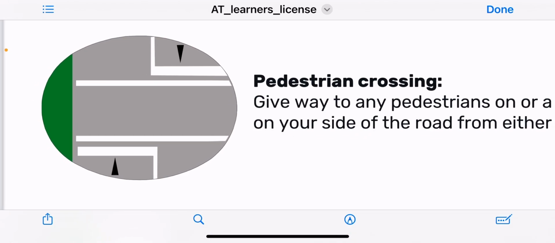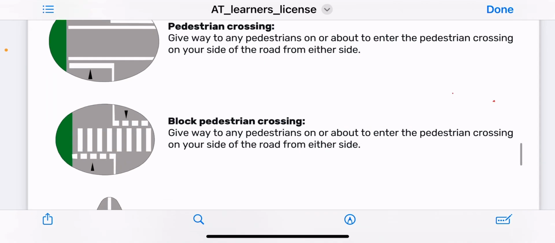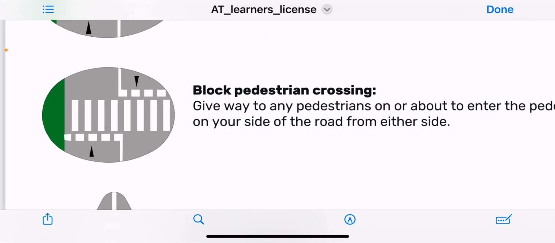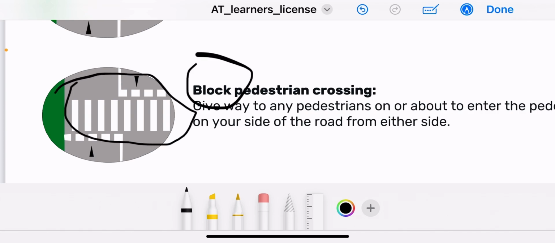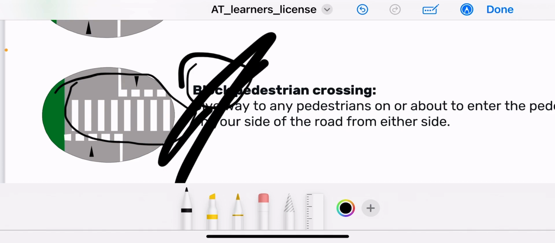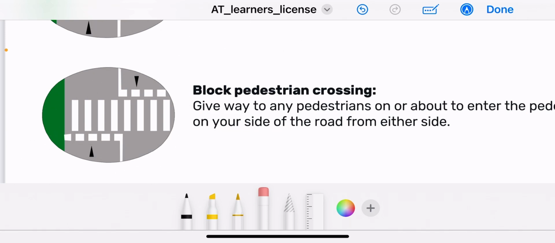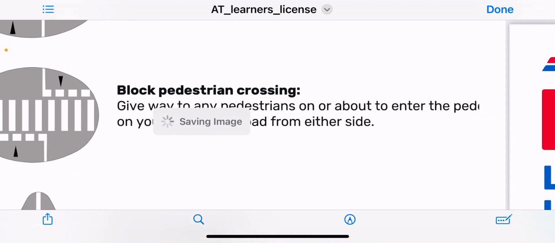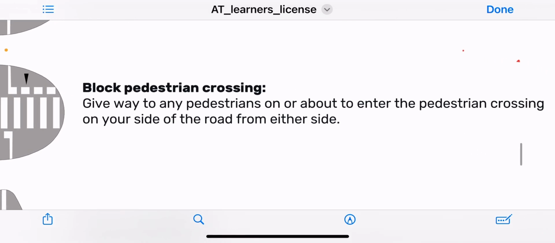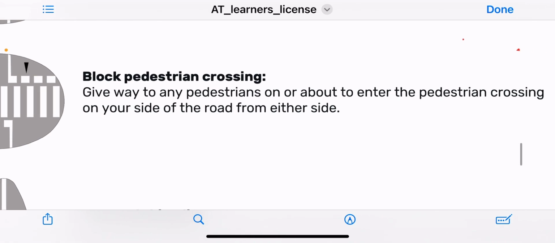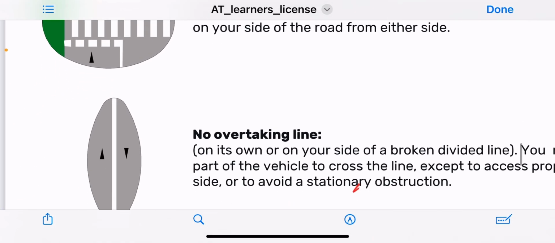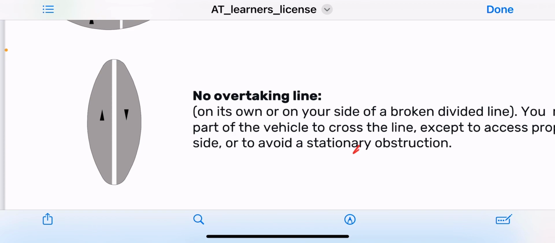And then moving on to block pedestrian crossing. You see, here it's still pedestrian crossing, but it has blocks, hence it's called block pedestrian crossing. So also is to do what? Is to give way to any Johnny Walkers on or about to enter the Johnny Walkers crossing on your side of the road. Johnny Walker, I refer to pedestrian, okay? This is a no overtaking line.